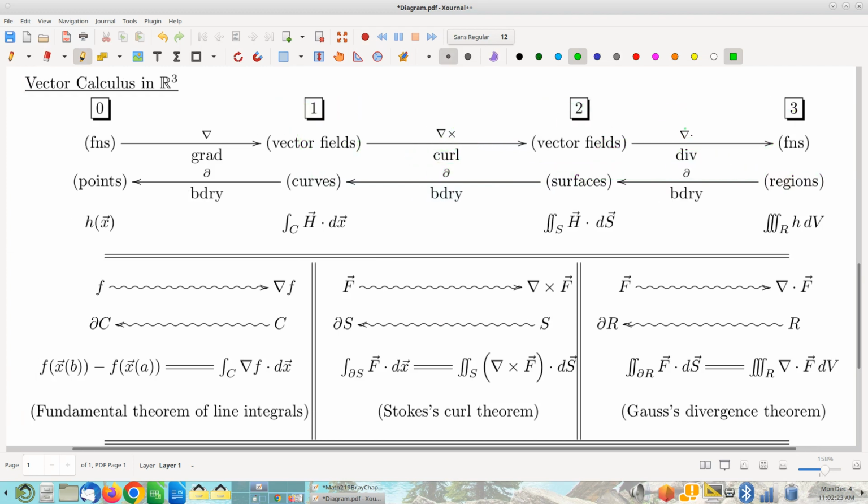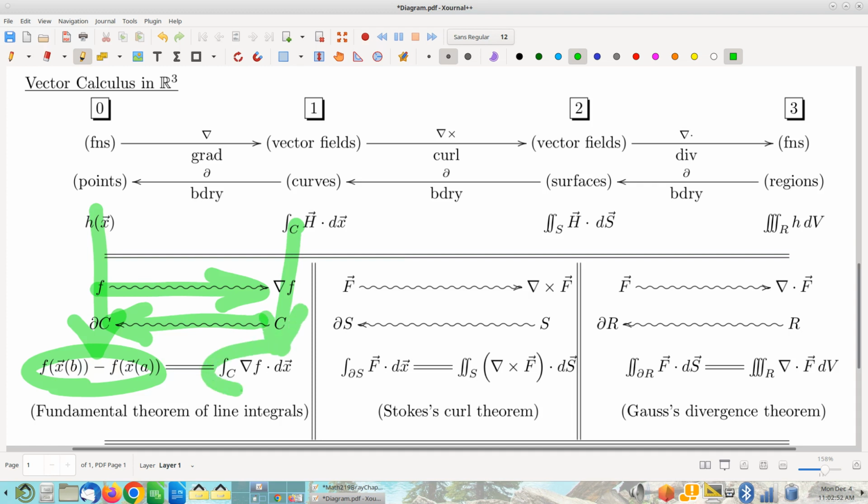Oh, we talked about the pattern. We talked about the two-dimensional version of this, but the pattern of the various theorems. So, for example, if you take a gradient of a function and then look at the boundary of a curve, then plugging in those boundary points into the original function, or taking the line integral of the gradient over the original curve, you get the same thing both ways, right? So there's a little diagrammatic pattern that we see there for the fundamental theorem of line integrals.